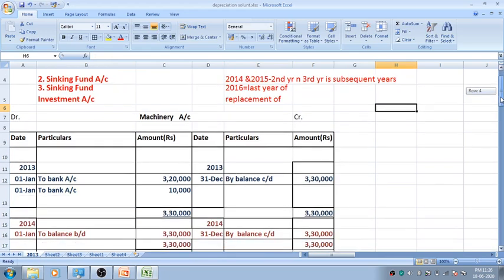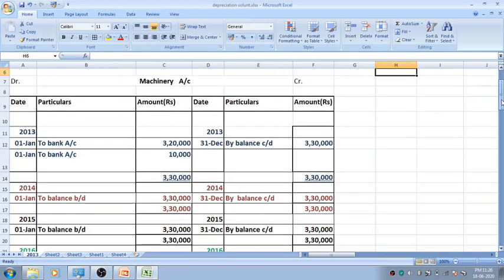We will first record the machinery purchase entry. The first entry is the machinery purchase entry. When you purchase the machinery, first of all in the machinery account you write the year 2013. The first entry will be on the date of purchase, that is 1st January, to bank account, the original cost of the asset.